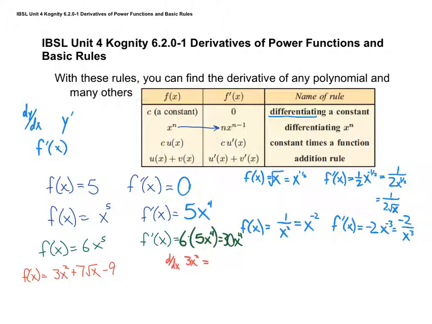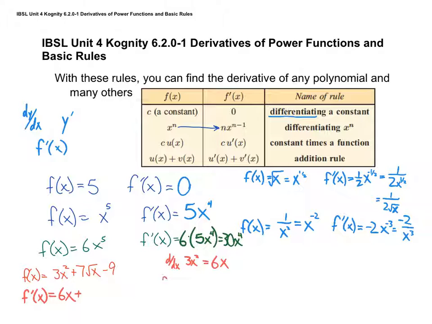6x. 2 times the 3 is 6. 2 minus 1 is 1. So it's 6x to the first. Okay? So now I know down here f prime of x is 6x plus something.